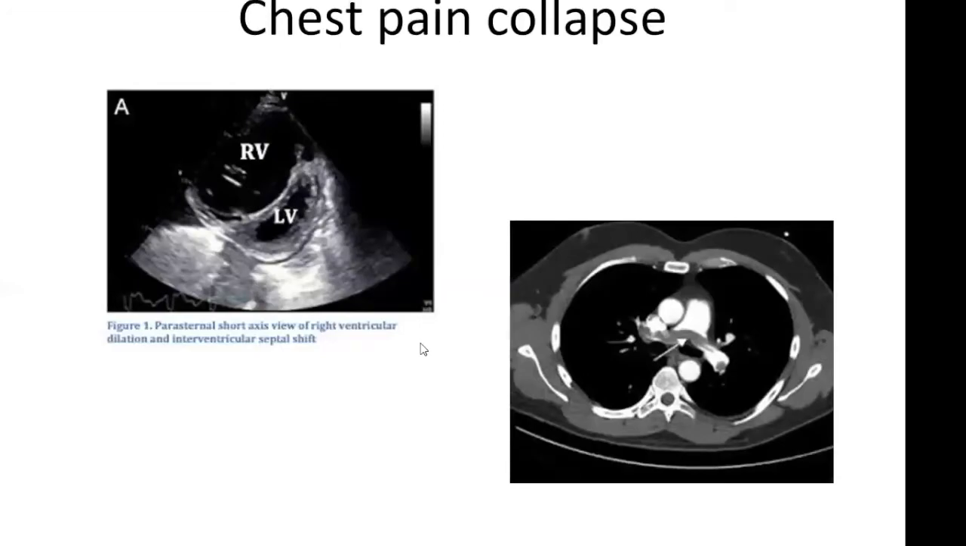Chest pain and collapse. Well, a 50-year-old man in rhesus with chest pain and collapse. Here we did an echo, it's a parasternal short axis. Here's the left ventricle, here's the right ventricle. It's not a half moon, it's a full moon, and it's compressed in the left ventricle. There's outflow obstruction. The CTPA demonstrates a saddle embolus going across both pulmonary arteries. This is outflow obstruction due to pulmonary embolus. These patients can be anticoagulated or actually thrombolized and relieve the obstruction.